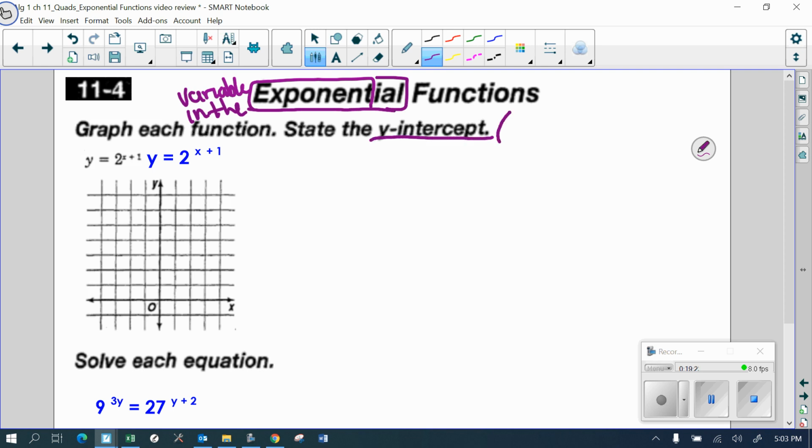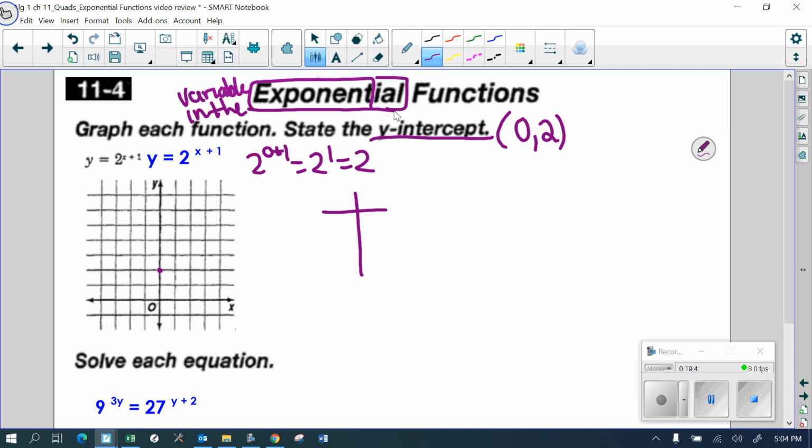How do I get the y-intercept? We know it's when x equals 0. So I plug in 0 there. I get 2 to the 0 plus 1, which then is just 2 to the first, which equals 2. So (0, 2) is my y-intercept. Now I can go ahead and make an x-y t-chart to fill in.